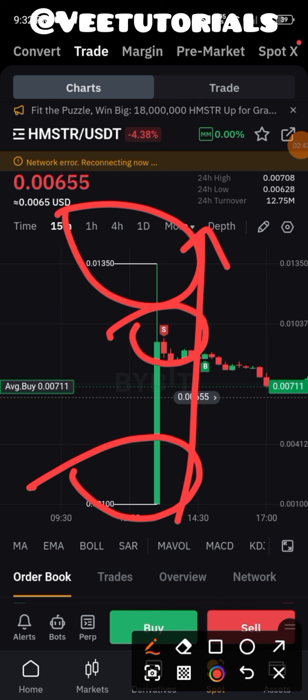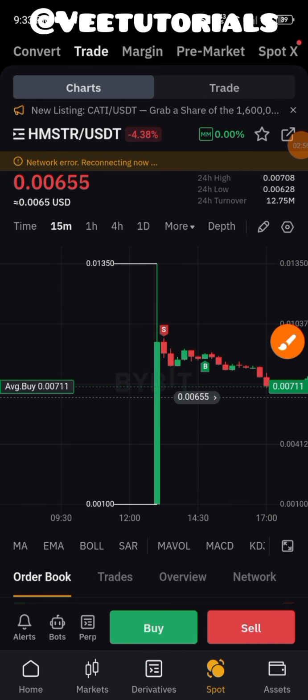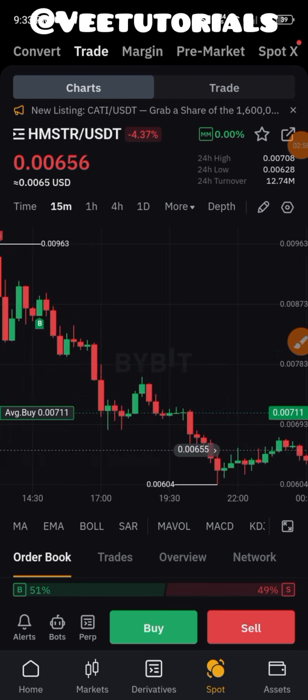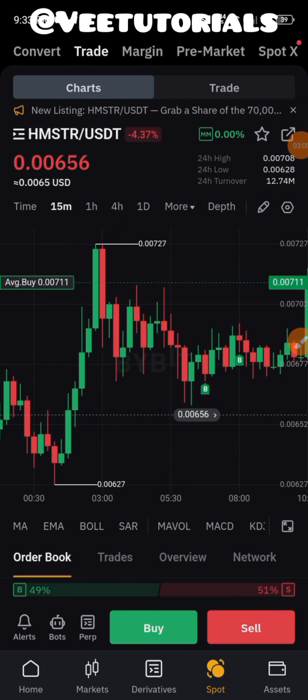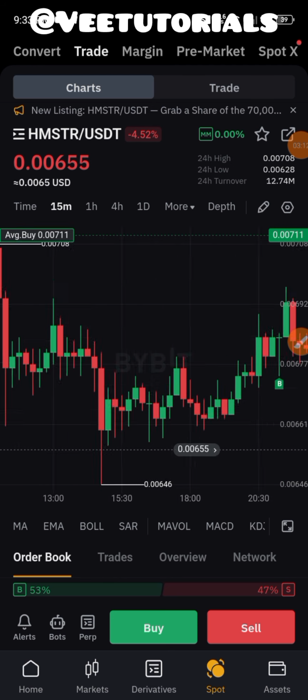Okay, from there it has been losing its value. It has lost to 0.00711, right, and so on. But let's look at what makes me really have interest in this new coin. From then, it has been fluctuating from 0.006 to 0.007. It has been fluctuating, right?